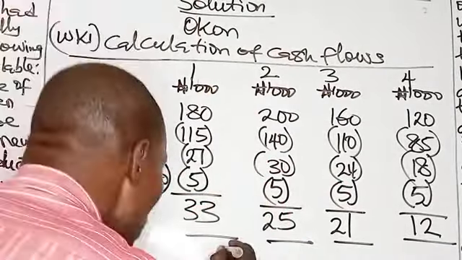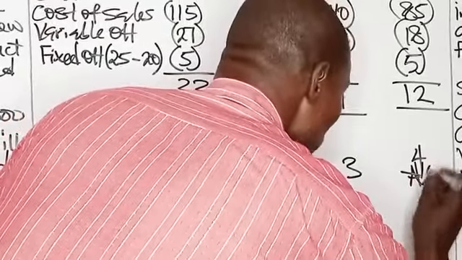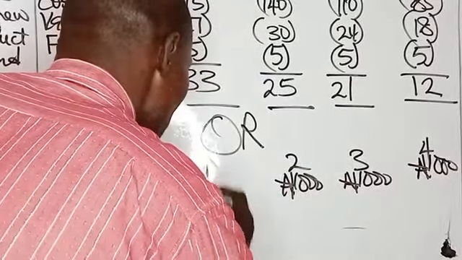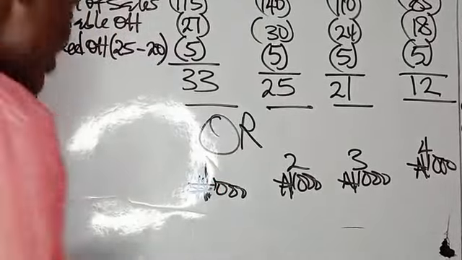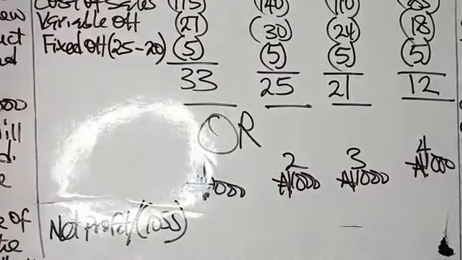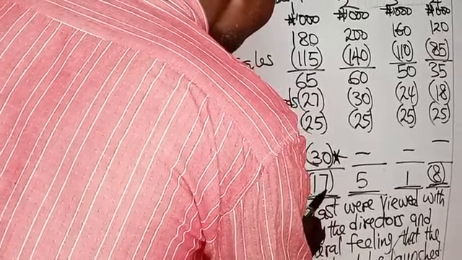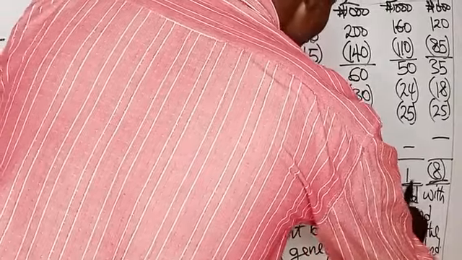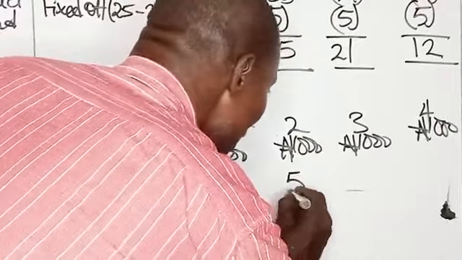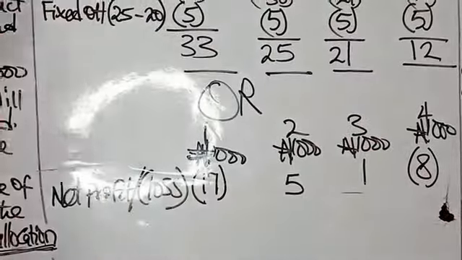If you don't want to calculate it this way, you can equally calculate it this way. So year 1, year 2, year 3, and year 4. This is another way of calculating the cash flows. So, you start with the net profit or loss as per account. Let's go back to the financial statements. In year 1, you have the loss of 17,000. In year 2, profit of 5,000. Year 3, profit of 1,000. Year 4, loss of 8,000. Now, add non-allowable items.